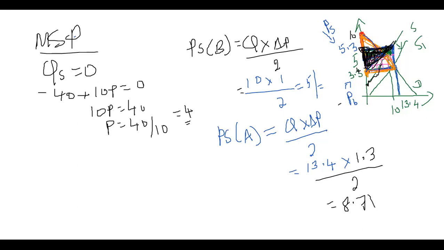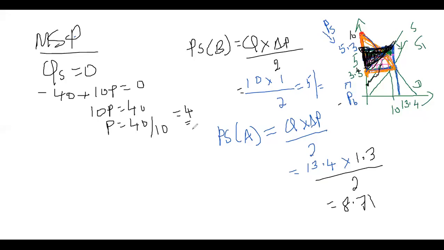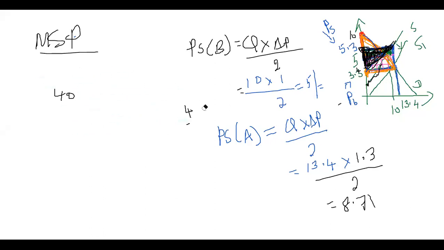Then let's come to the final part of this discussion, the last question. Calculate the dead weight loss. Otherwise, we can say social welfare loss, or social cost of subsidy. Like this, in various ways you can see it. So the dead weight loss in a subsidy, let us show the area of the dead weight loss.